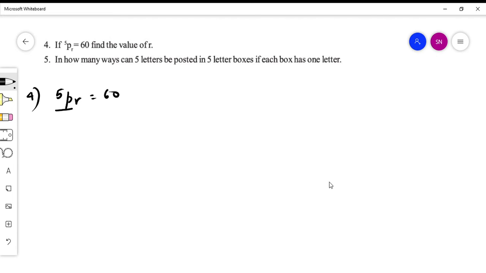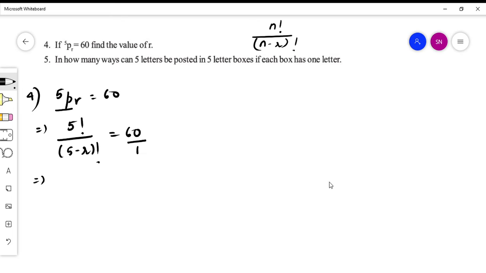We have the nPr formula. So what is that nPr formula? n factorial divided by (n minus r) factorial. Substituting the same formula in the LHS of the equation, this can be written as 5 factorial divided by (5 minus r) factorial, which is equal to 60. Now next, what will I do? This 60 can be written as 60 divided by 1.